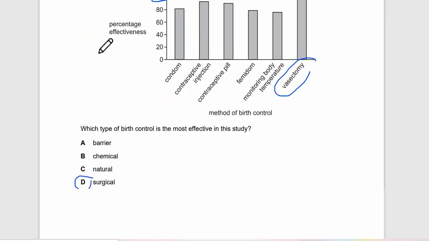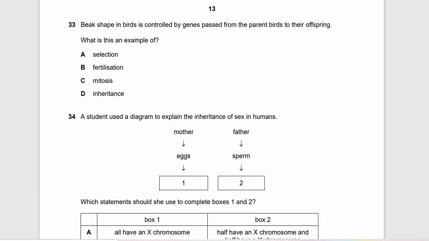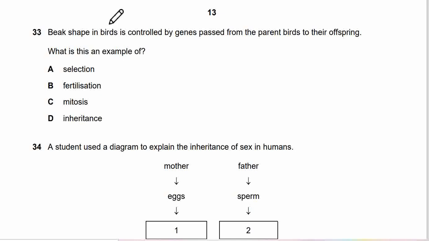Let's move on to question 33. Beak shape in birds is controlled by genes passed from parent birds to their offspring. What is this an example of? From parents to offspring is inheritance. So 33 is D. Mitosis is the process of cell division. Fertilization is the fusion between male and female nucleus.